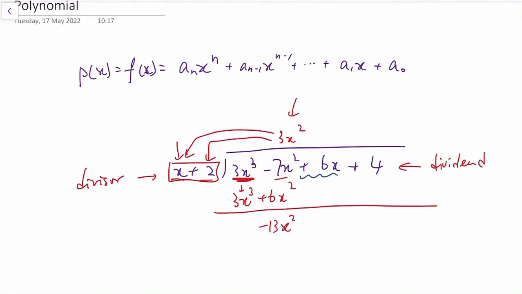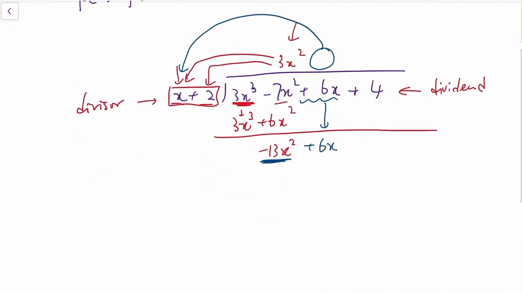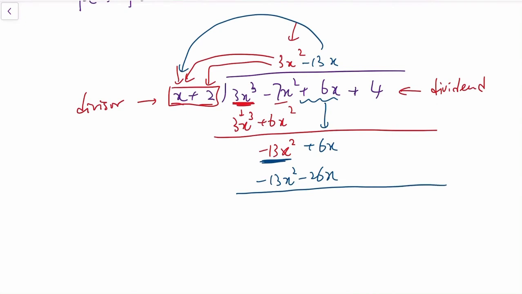And then we will pull the next term down. And then you think the same thing. So what times x will give you negative 13x squared? So the answer should be negative 13x. So it's negative 13x squared when expanded, right, minus 26x. So again, you subtract. That gives 32x plus 4. Then you add 32x plus 64. And then you subtract again, negative 60.